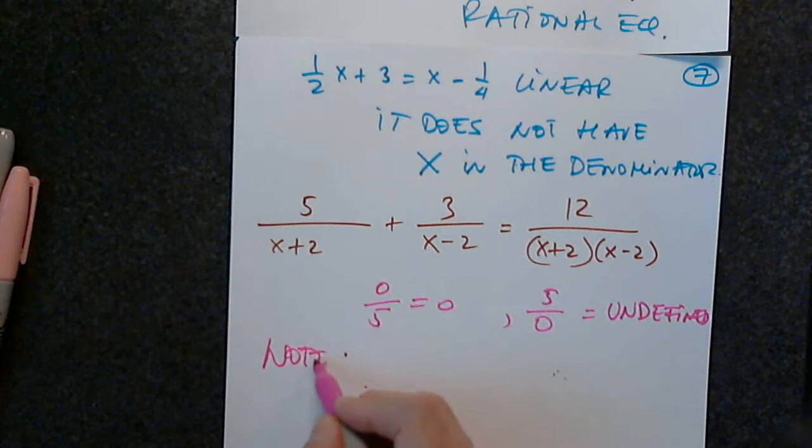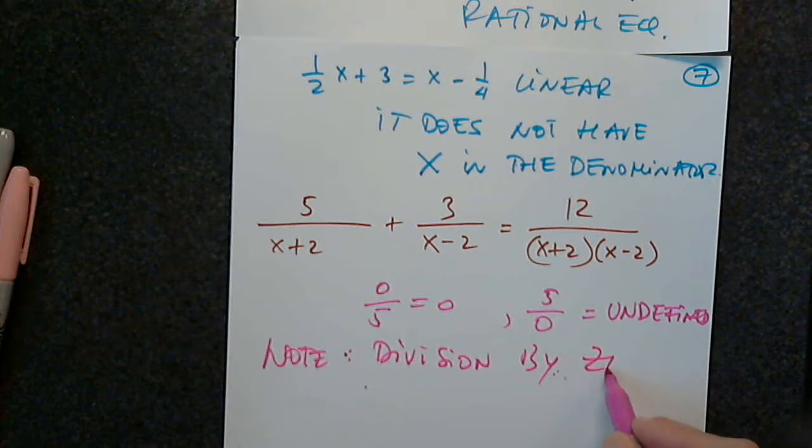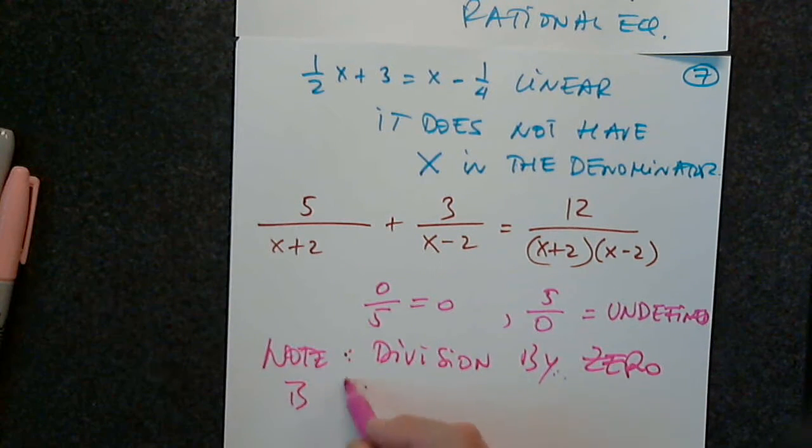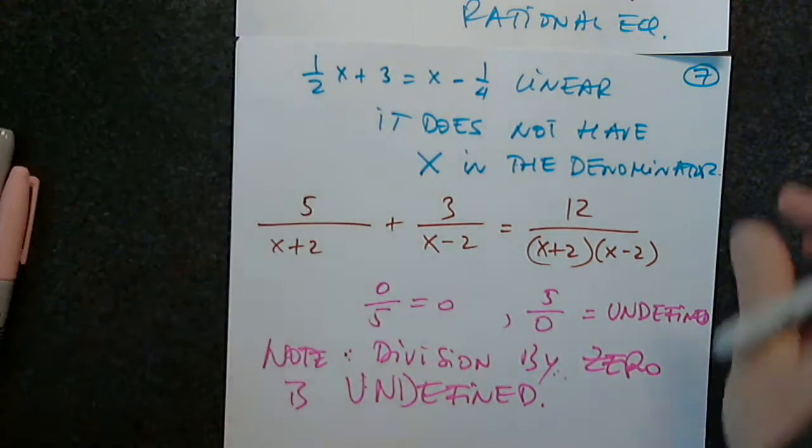Note, division by 0 is undefined. So division by 0 is undefined. It's okay if you say it does not exist, if you don't want to use this fancy word, undefined. It's okay if you want to say there is no number that replaces it. It's fine too, but we really like to use undefined.